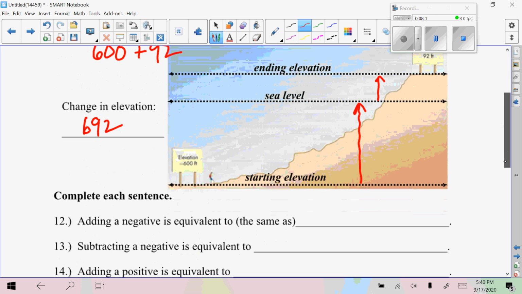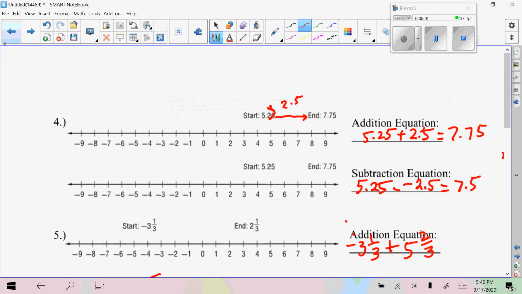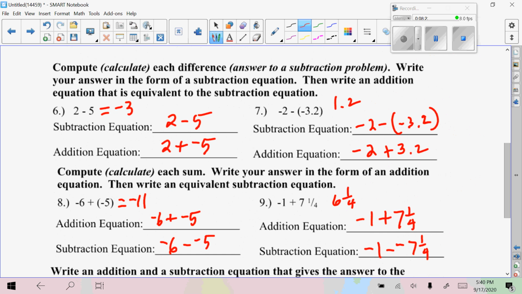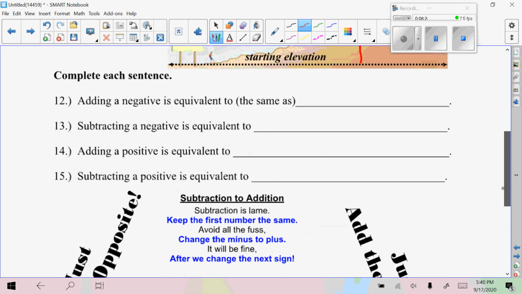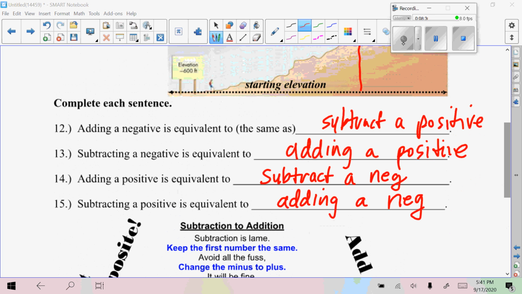All right. Thinking about what we said today, why don't you go ahead and complete each of these sentences, and we'll check back with you, see if you got the right answer, and if you didn't, you can just change your answer. All right, your answer should look something like that. Adding a negative is equivalent to subtracting a positive. Subtracting a negative is equivalent to adding a positive. Adding a positive is equivalent to subtracting a negative, and subtracting a positive is equivalent to adding a negative.